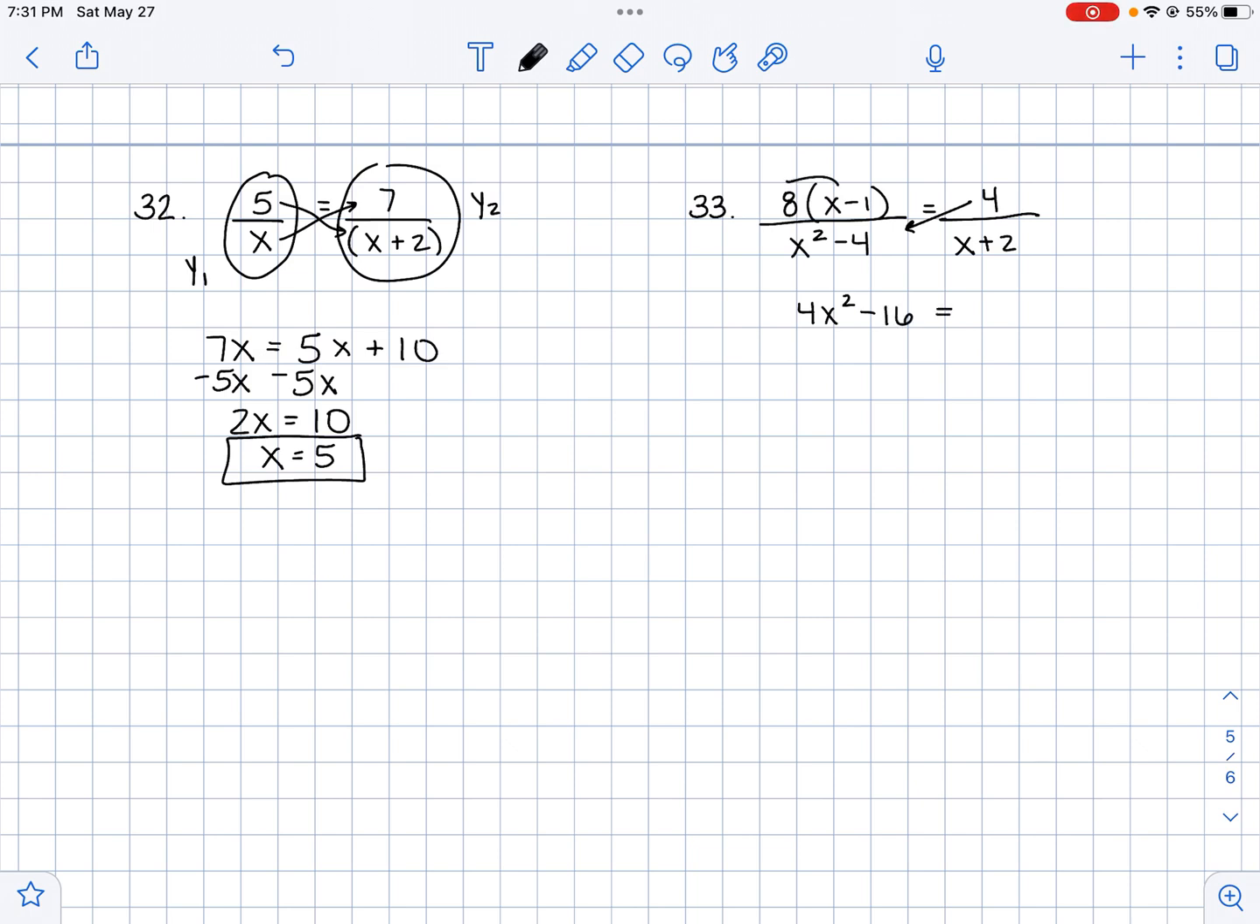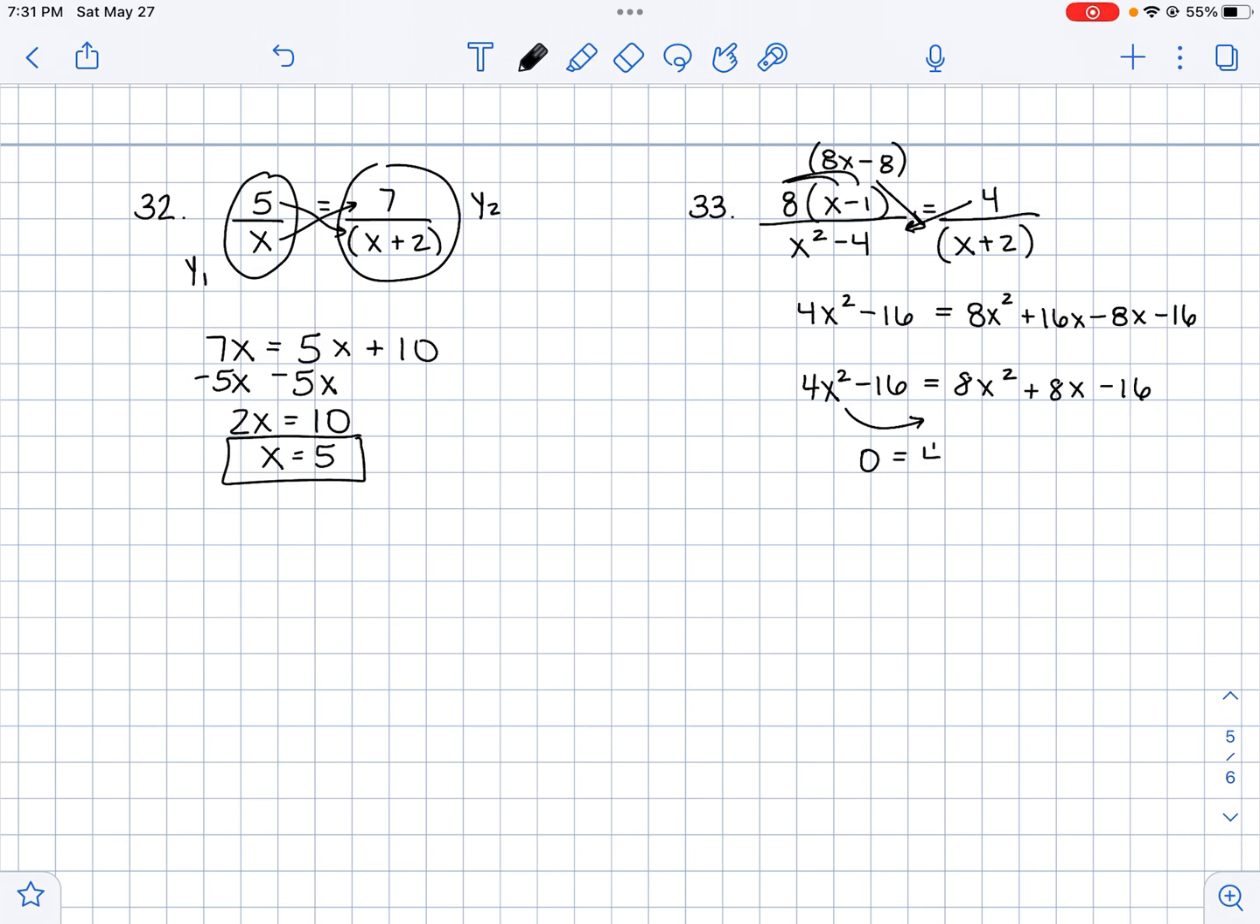So this is 4x squared minus 16 is equal to, and I'm going to distribute this first, 8x minus 8. And so I would have to FOIL these two. If I was to cross multiply, 8x squared plus 16x minus 8x minus 16. And then I would get 4x squared minus 16 is equal to 8x squared plus 8x minus 16.